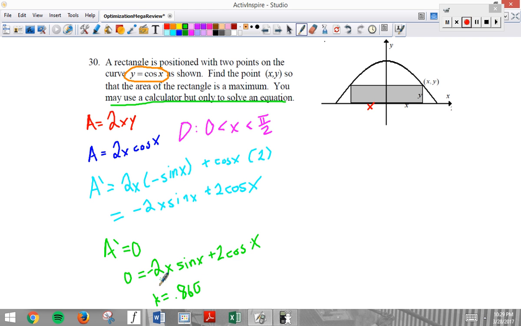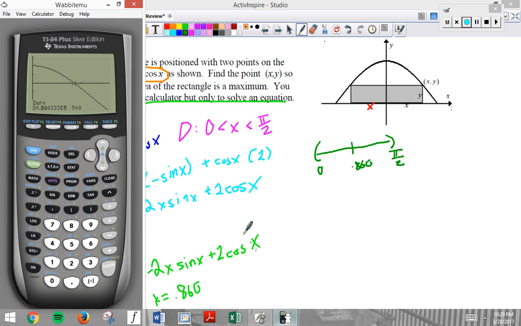This is what they want. They want this work. I want this work. If you do not have work that looks like this, you messed up somewhere. 0. Pi over 2. 0.860.